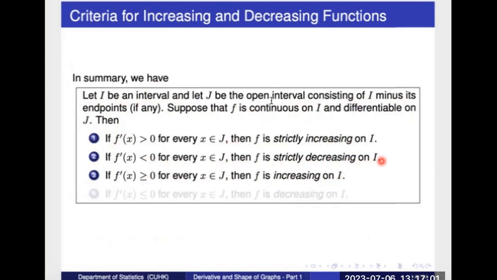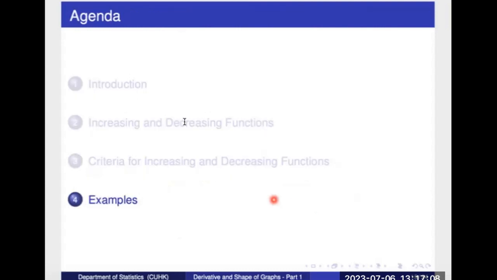on I. If f prime of x is greater than or equal to 0 for every x in j, then f is increasing on I. If f prime of x is less than or equal to 0 for every x in j, then f is decreasing on I. In short, we have learned how the derivative enables us to identify whether a function is increasing or decreasing on an interval.